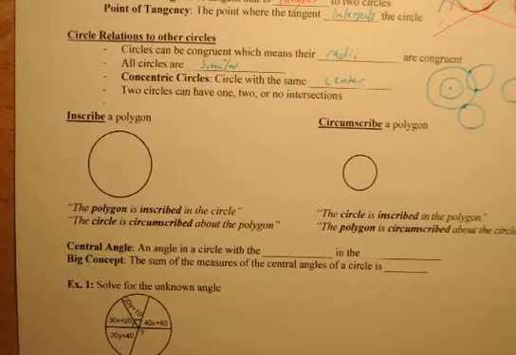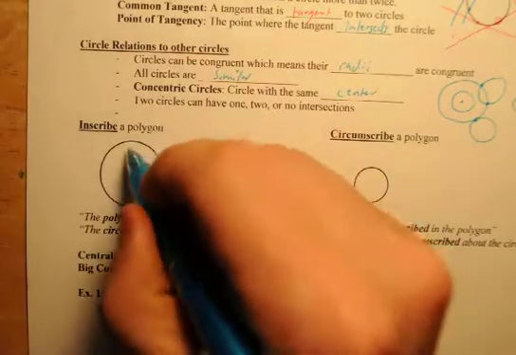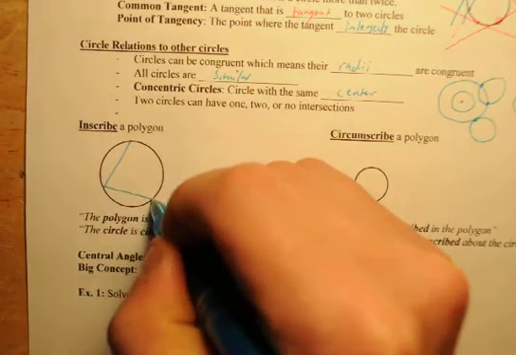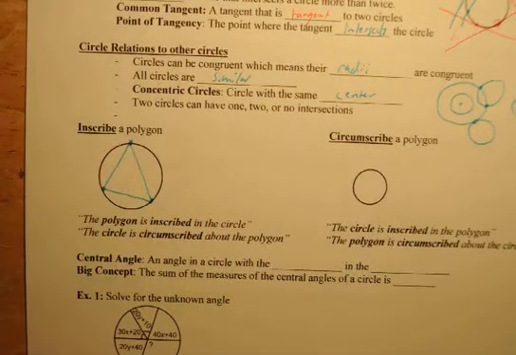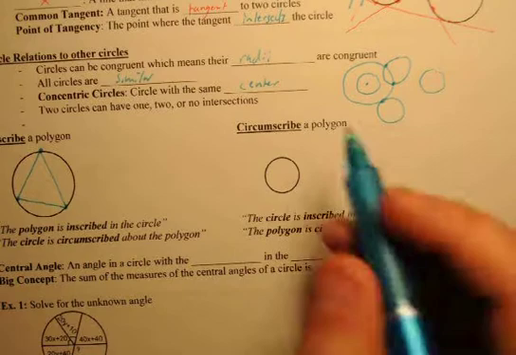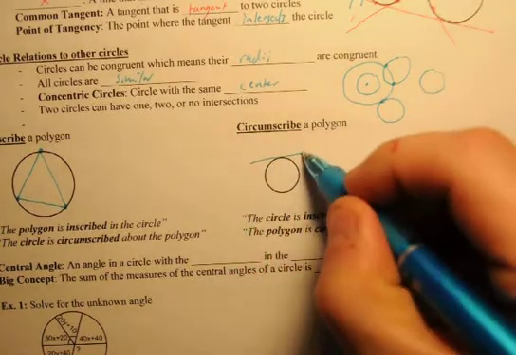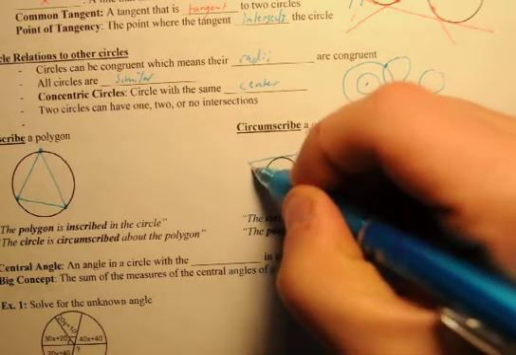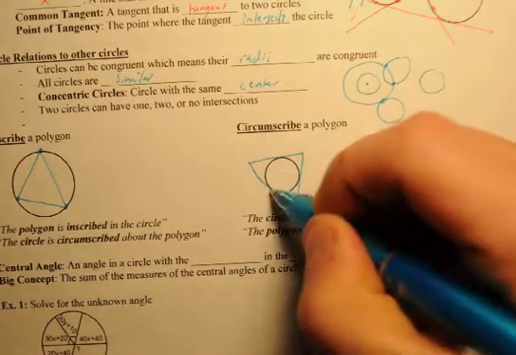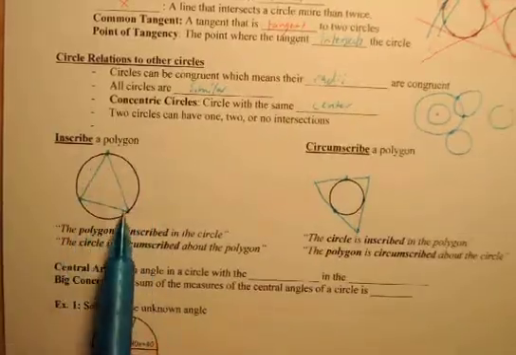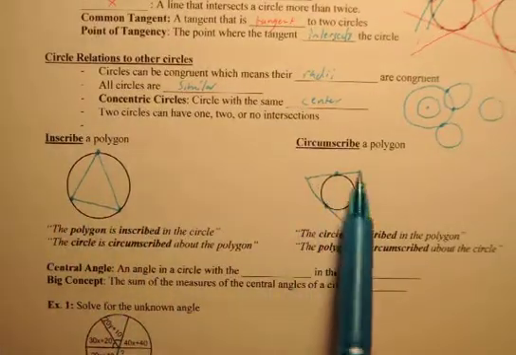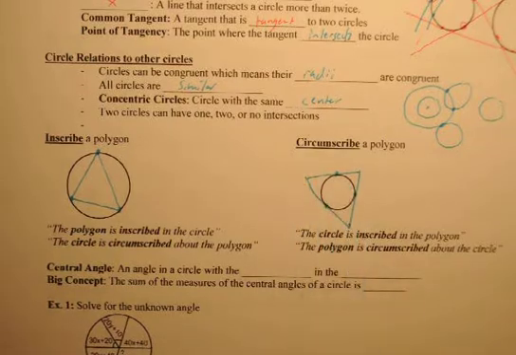Inscribed versus circumscribed. We can inscribe a polygon where each corner has to touch the edge of the circle. That's called inscribed. If it has a corner that doesn't touch, it's not technically inscribed. And circumscribed, each side is on the outside. Each side has to touch the circle. So inscribed is on the inside, each corner touches. Circumscribed is on the outside, and each side touches.